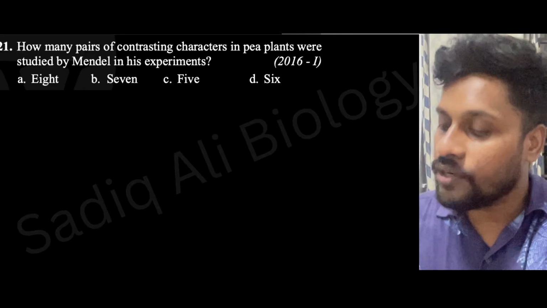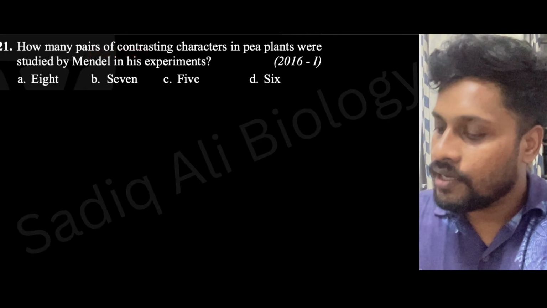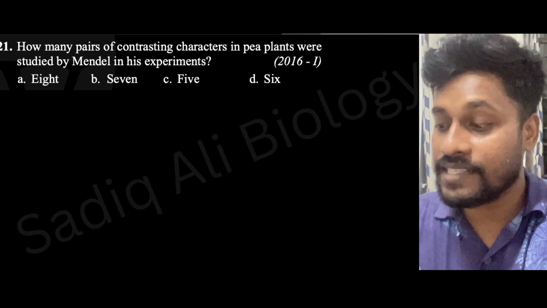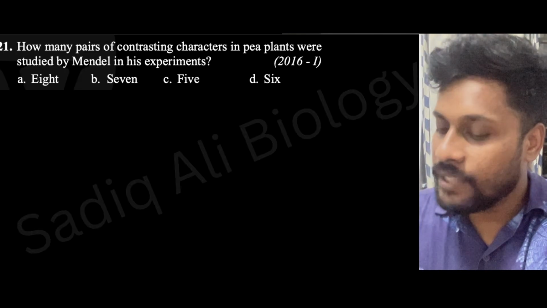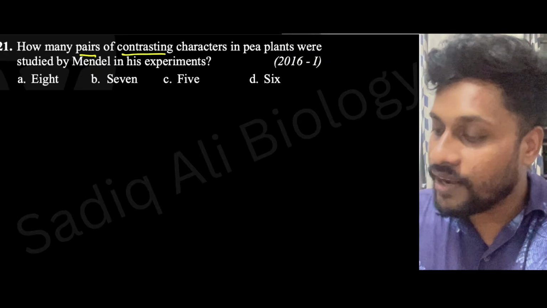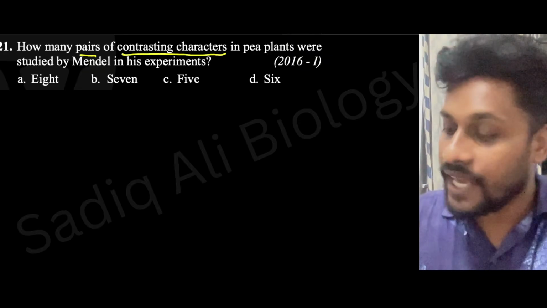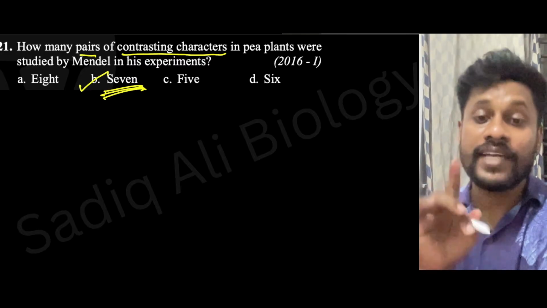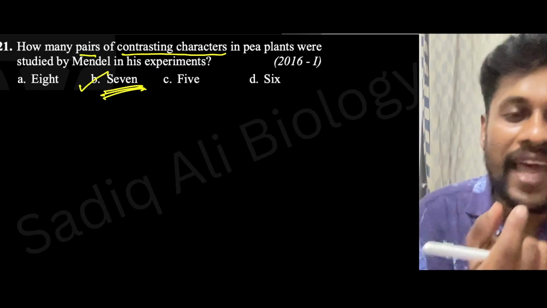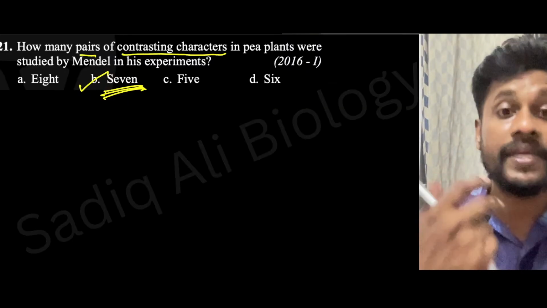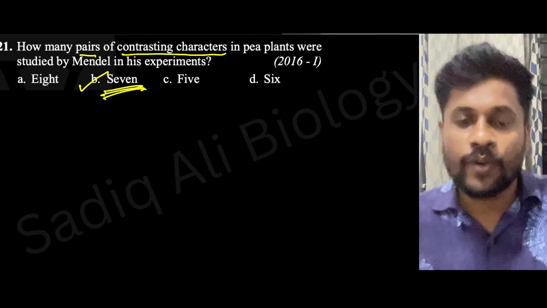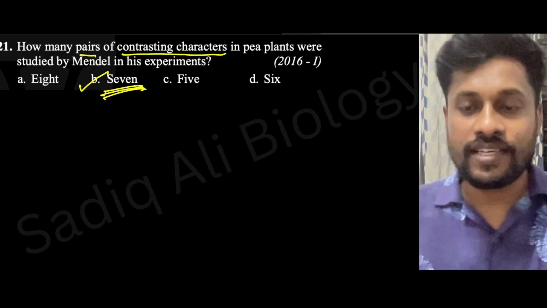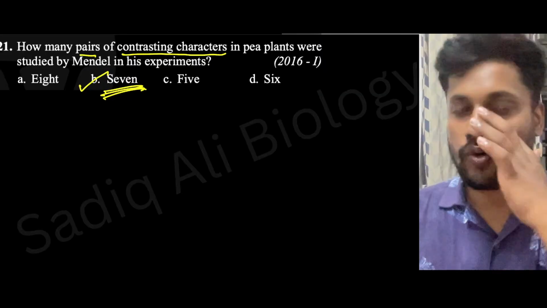How many pairs of contrasting traits, contrasting characters in pea plants were studied by Mendel in his experiment? Guys, repeated question. If contrasting characters comes, what will be the answer? Seven. So same type of question with a slight twist repeated three times. This is the importance of PYQs. Questions will be around this topic, modification only.